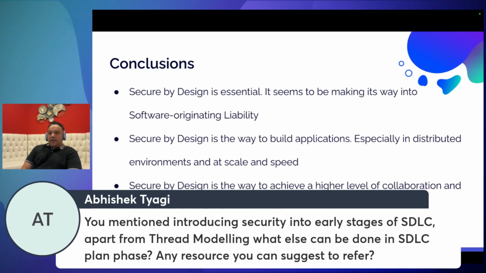You mentioned introducing security at early stages of the SDLC. Apart from threat modeling, what can be done at the SDLC plan phase? Any resource you can suggest or refer? At the SDLC plan phase, it's really more about threat modeling and tabletops and stuff like that. Again, tabletops will also come a little bit later, I would think. I would say threat modeling and creating security acceptance standards, right? Essentially, to say that you have threat modeled for this feature, this is what is accepted from a security perspective. So that is something that you could do.